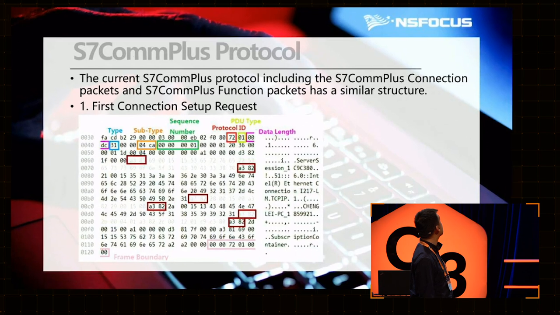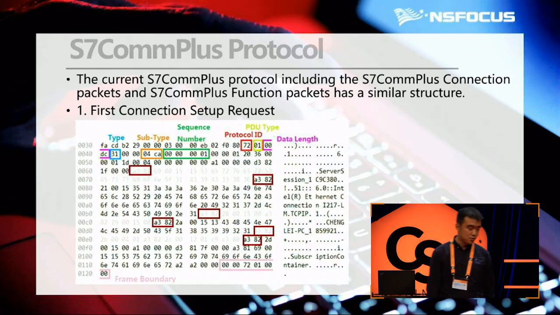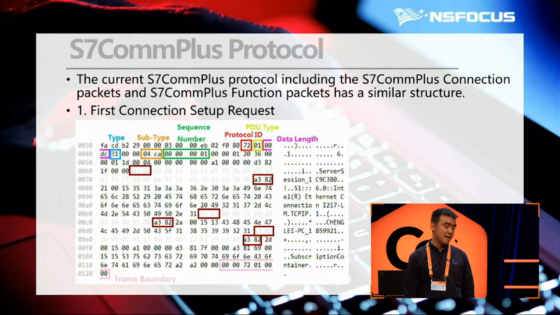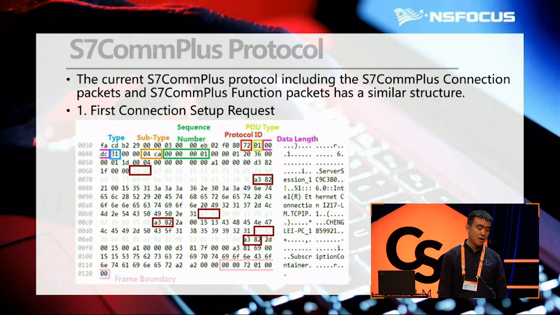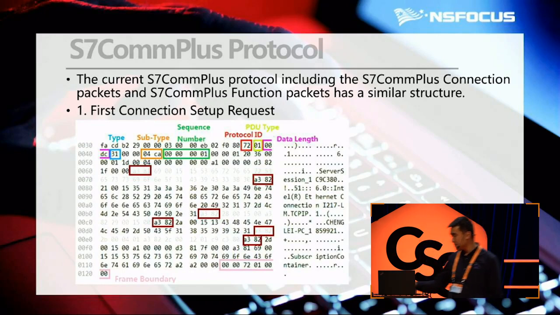From this, we can see the protocol ID. It's 772. This means this packet is the S7CommPlus protocol, and this is what has been well analyzed by Wireshark. Also the PDU type, the data length, the type, the subtype, the sequence number, and the attribute block. Each attribute block begins with A382. And finally, the frame boundary.